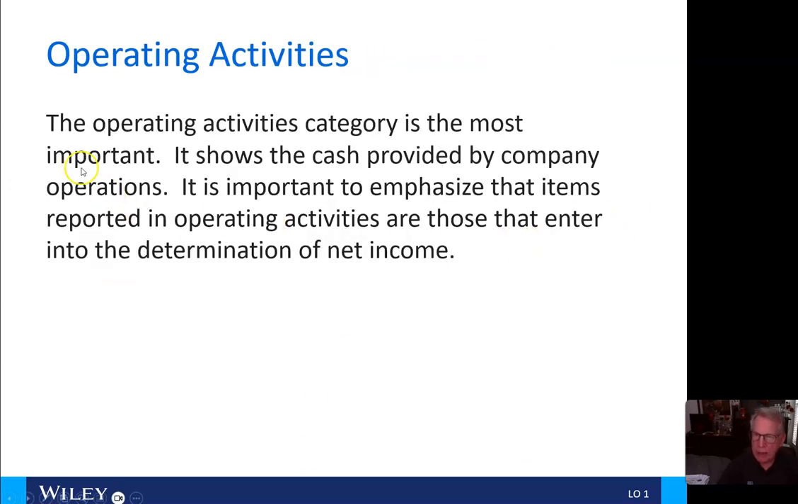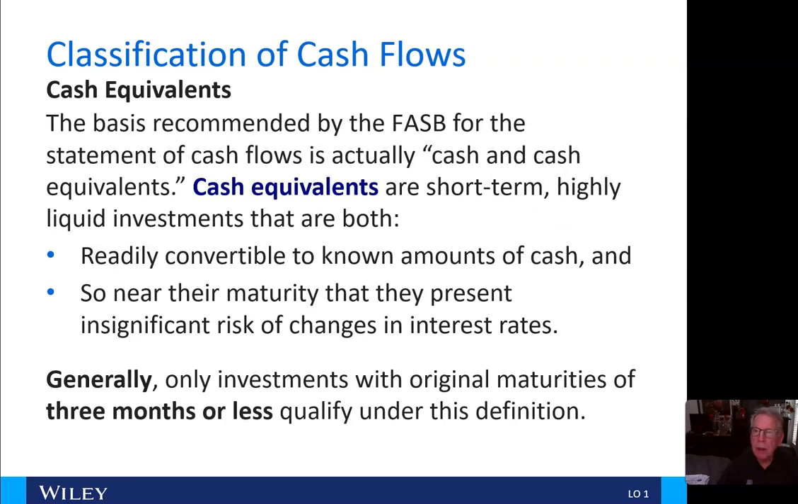So, operating activities. The operating activities category or classification is the most important. It shows the cash provided by companies' operations. It is important to emphasize that items reported in the operating activities are those that enter into the determination of net income. So, here we're going to take a look at classifying these cash flows and cash equivalents.